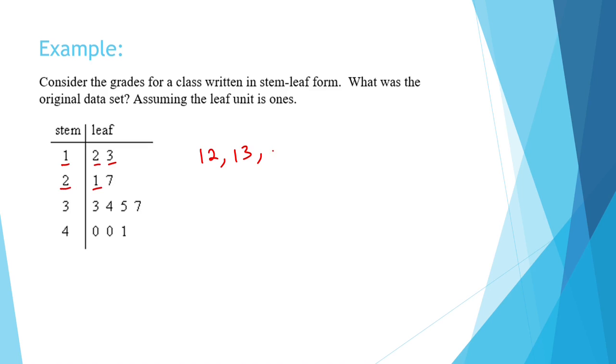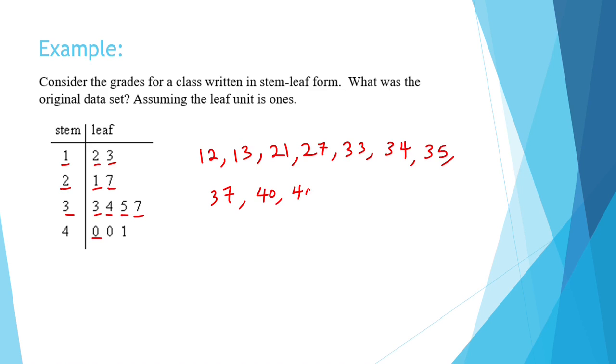2, 1 represents 21. We have 27. 3, 3 represents 33. 3, 4 is 34, 35, 37, 4, 0 represents 40, we have another 40, and finally we have a 41. So this is the original data set.